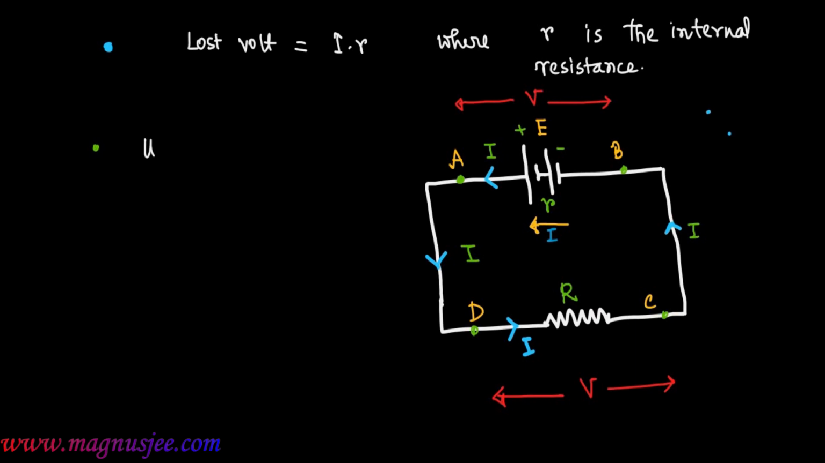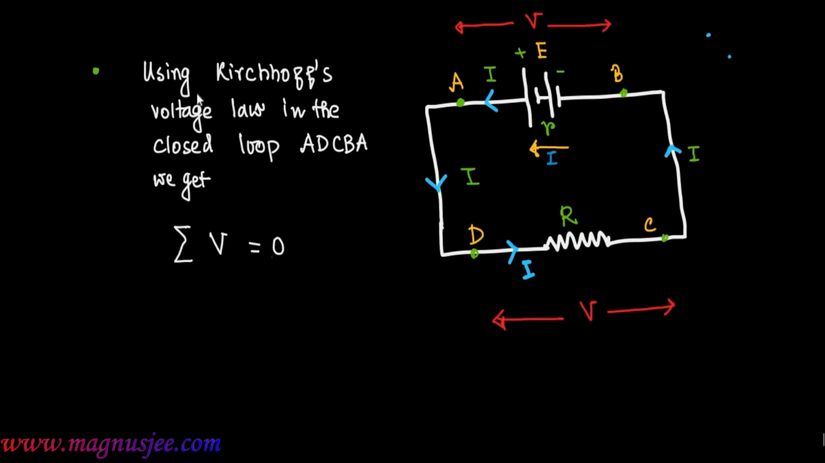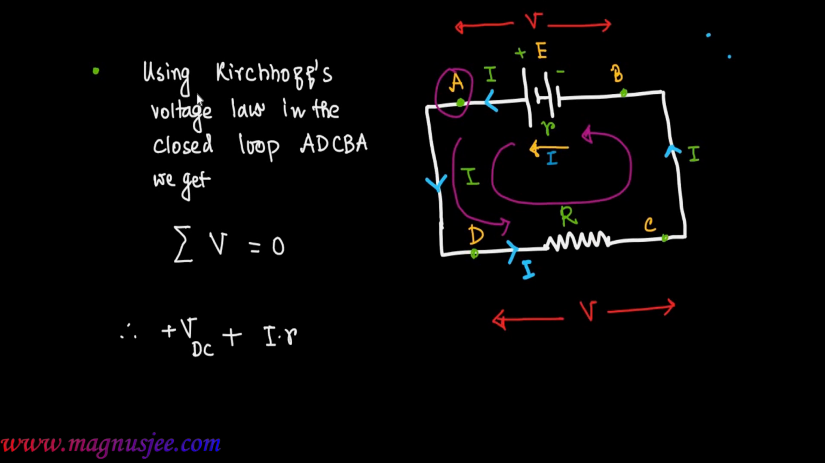Also, we can prove the same relation, that is terminal voltage equal to EMF minus lost volt, using Kirchhoff's voltage law in the closed loop ADCBA. The summation of all the voltages will be 0. If we start from point A and travel along ADC, we get the first potential difference across the external resistance capital R, and that means plus VDC plus I dot small r minus E equal 0.